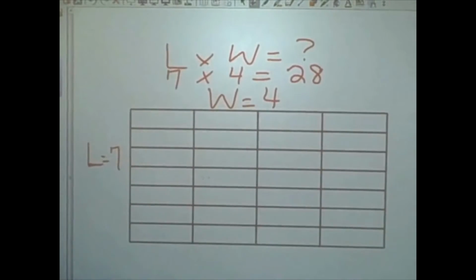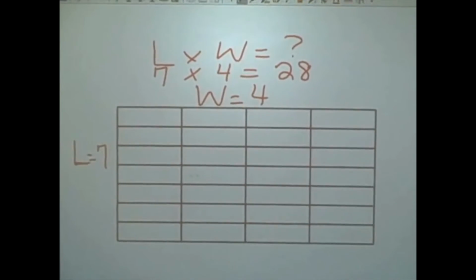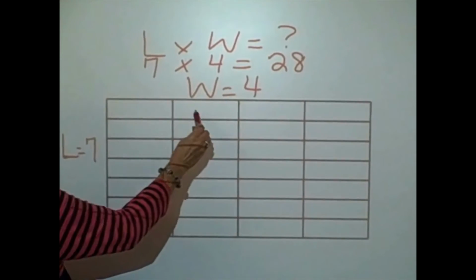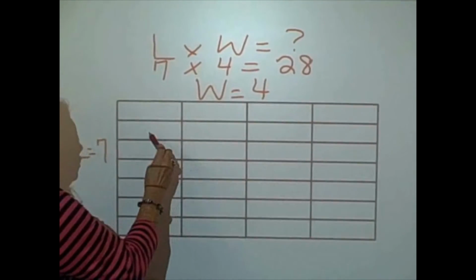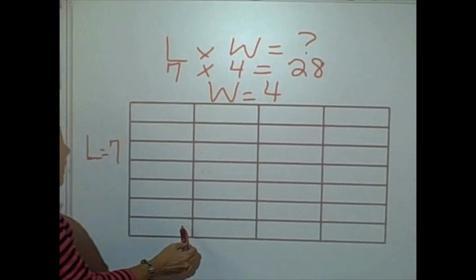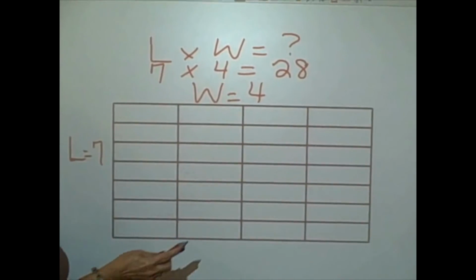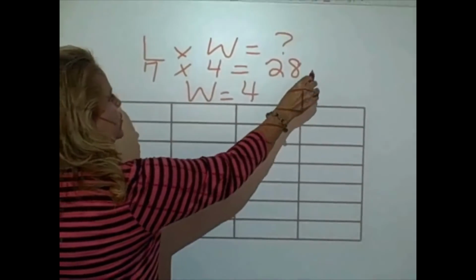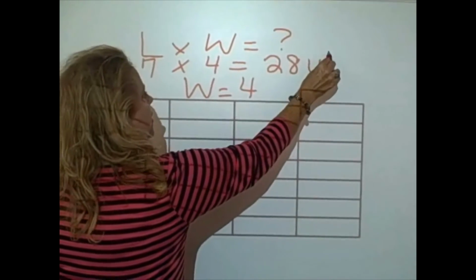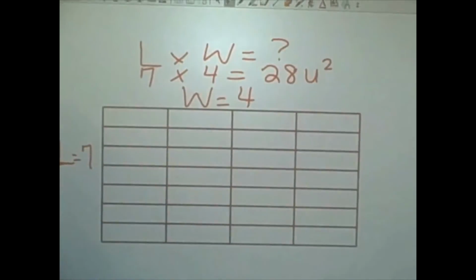Now I want to just double check on this one again. I have the square units inside. So if I count each square unit and I come up with 28, then I know that 28 was the area. Another way to represent square units is sometimes we'll see a U and a 2, kind of like YouTube.